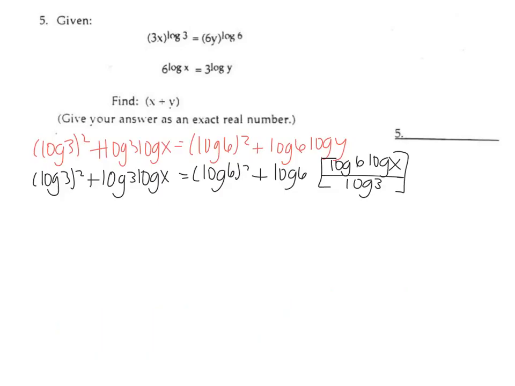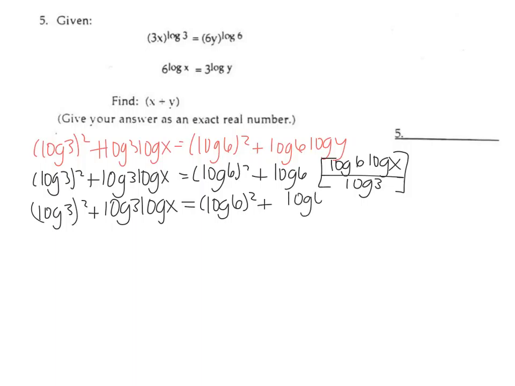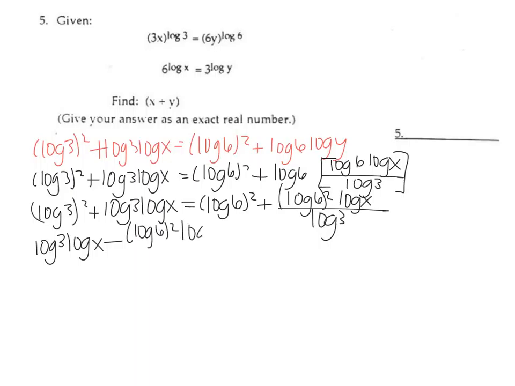Okay, so let's go about simplifying. So simplifying, I'm going to get log of 3 squared plus log of 3 log of x equals log of 6 squared, add log of 6 squared, log of x over log of 3. Okay, move all the logs of x to one side and everything else to the other side. So I have log of 3 log of x minus log of 6 squared log of x over log of 3 equals log of 6 squared minus log of 3 squared.